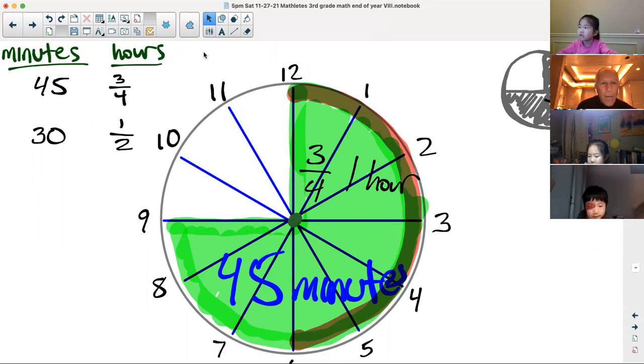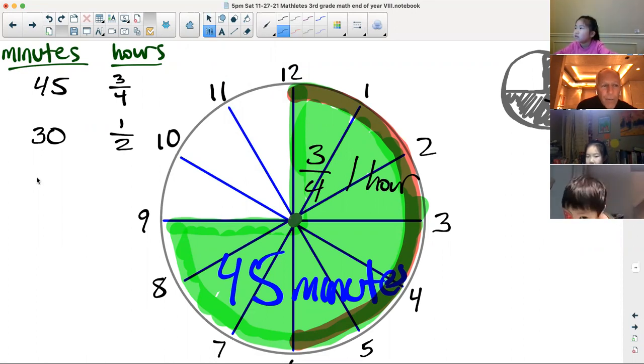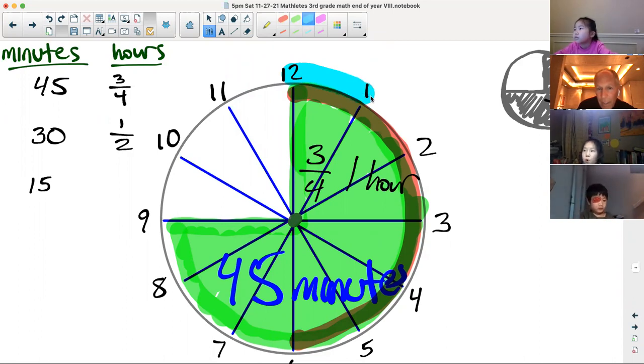That's exactly right. And what if I had 15 minutes? Now, 15 minutes is just 5, 10, 15. What portion of 1 hour is that? Remember, we know that 45 minutes is 3/4. 30 minutes is 2/4, or 1/2. What is 15 minutes?